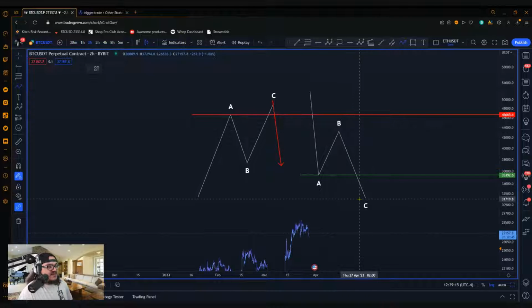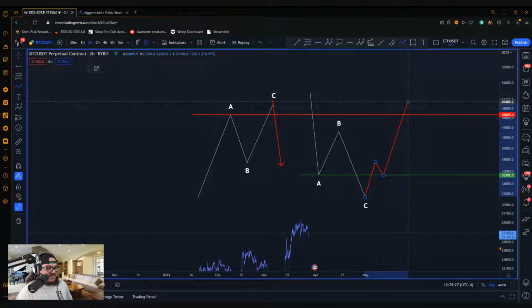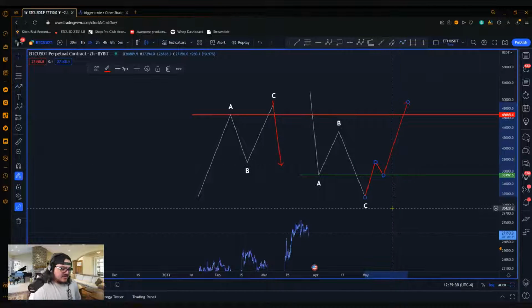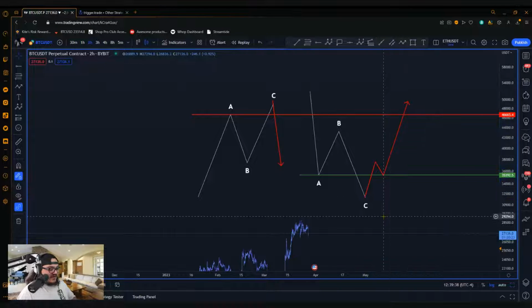Once you have an ABC to the downside, you can look for a possible reversal anywhere below the pivot of this A, and we can look for a long trade when we're back above this previous pivot. We can reverse to the upside. That's pretty much the easiest way to explain ABCs. There's a lot of stuff in between that we can go over, but that's how I primarily identify ABC setups.